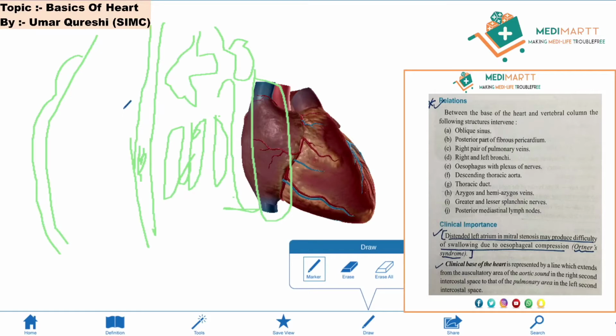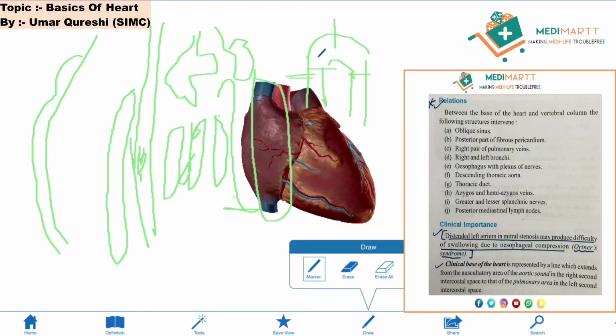Then the descending thoracic aorta is present. What is the descending thoracic aorta? We will teach you it in the blood supply of the body. Basically, just understand that, as we all know, the heart has the aorta. This is the ascending aorta, this is the arch of the aorta, and this one is the descending aorta. Some lines differentiate these three parts: the ascending aorta, the arch of the aorta, and the descending aorta. So the descending thoracic aorta. Why descending thoracic aorta?